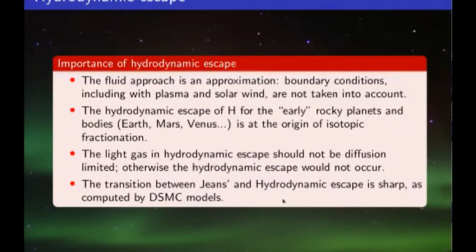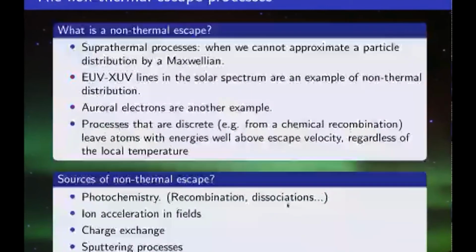First, we have to remember to look at the thermal escape, and then we have to go to the exothermal escape, non-thermal escape. So the non-thermal is when we cannot approximate the particle distribution that escapes by a Maxwellian, as shown earlier. So we can look at different examples of these processes, but usually it's very discrete processes that lead to having a particle above the escape velocity.